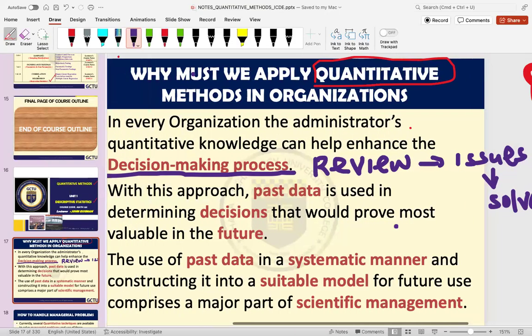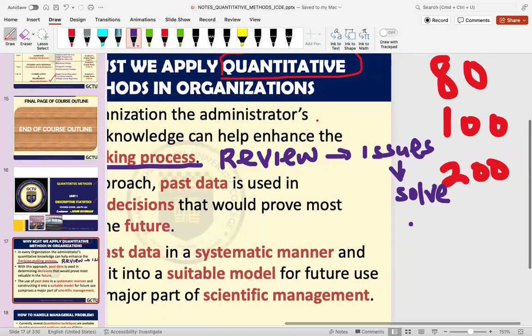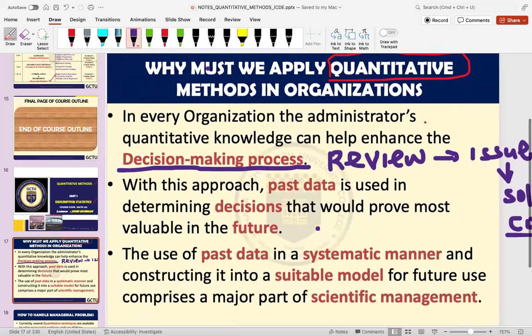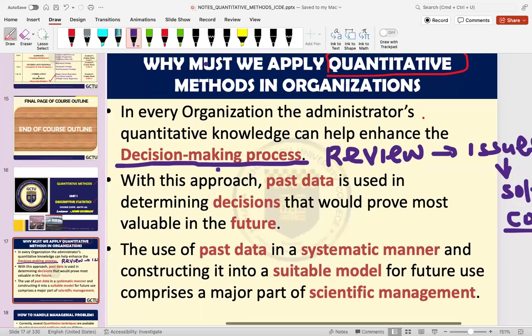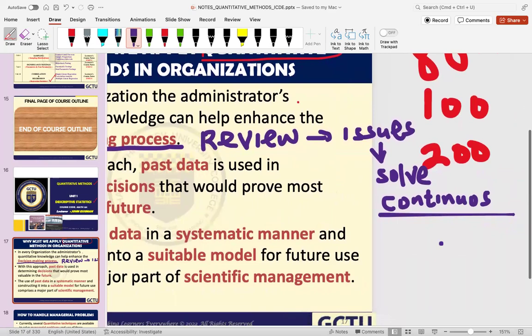So the decision-making process is continuous. It's continuous. It's not constant. It's continuous because the decision you probably took today may only work for today. It may not work for tomorrow. So it means that tomorrow you need to take another decision. So this decision-making process, most of the time, is used to improve. That's the word I can use. It's used to improve the business.